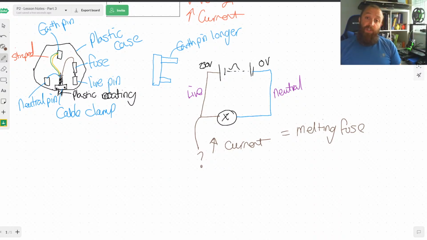We're now drawing too much current. The wires start getting hot. Think about what we said about resistance. We've got more frequent electron collisions, more energy being transferred. The wires get hot, and we could create a fire. So we can have an electrical fire. So by the fuse melting, that's a safety feature. So we've got to make sure that it's the live feed that's connected up to the fuse.